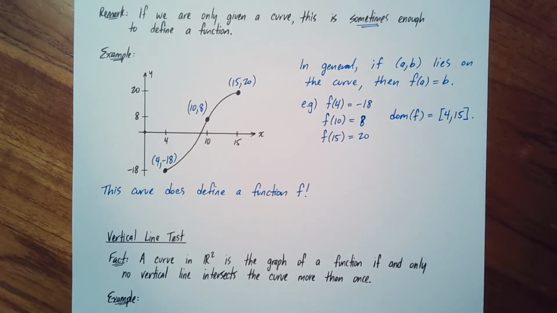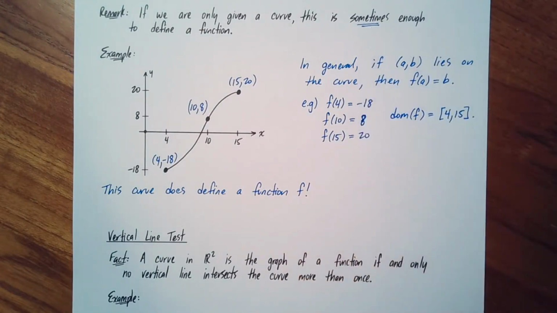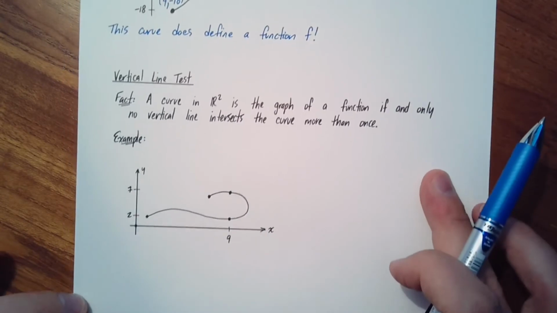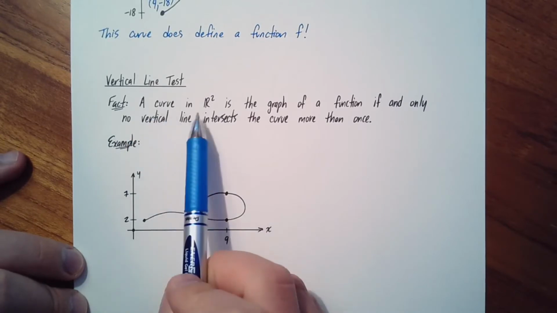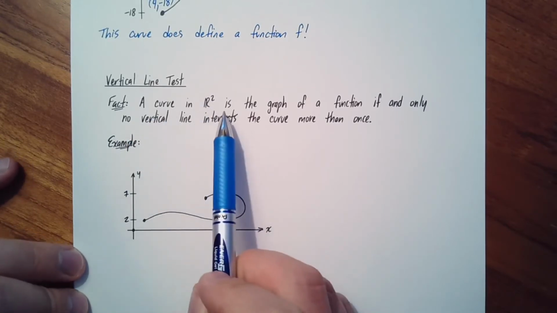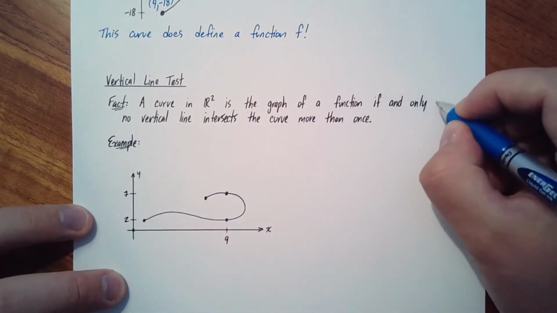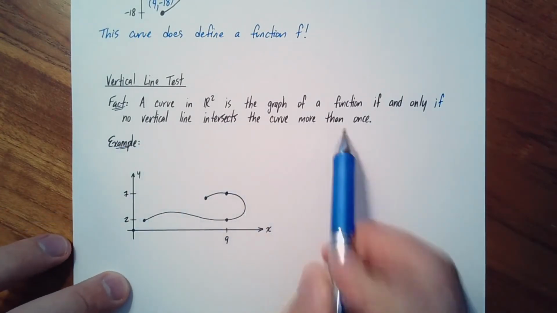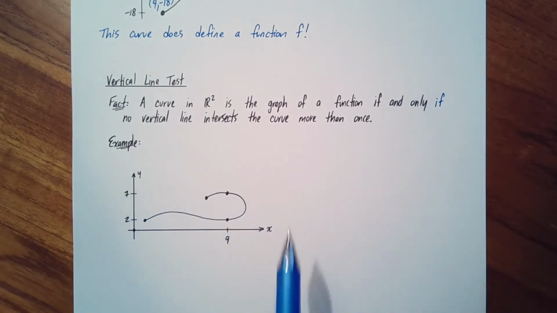Okay, so that's an example where a curve in R2 does define a function, but the key word up here was sometimes, this implies that sometimes it won't work. And actually, the following test is what's going to tell you when a particular curve in R2 will define a function, or when it won't. So here's the fact. If you have a curve in the Cartesian plane, that's what R2 means, it's going to be the graph of a function if and only if no vertical line intersects the curve more than once. Okay, so put that on pause for now. Let's just look at this on its own merit, and we'll come back to that issue of the vertical line in a moment.